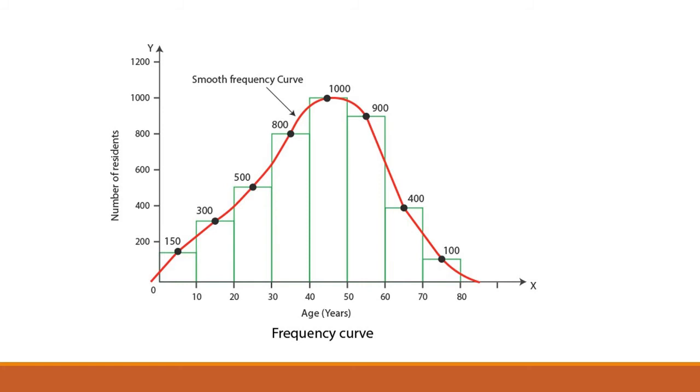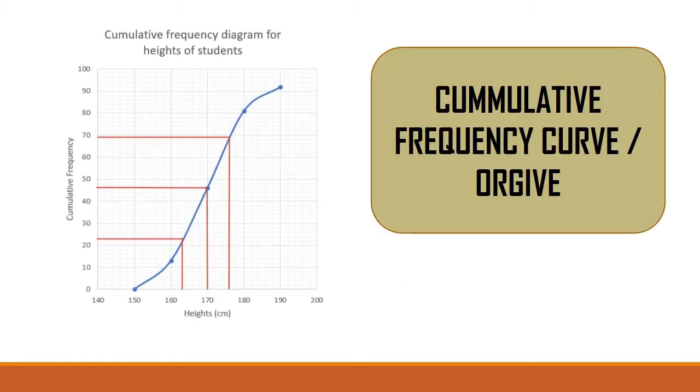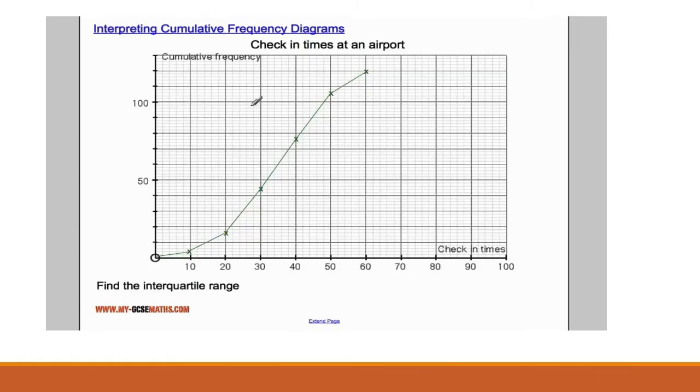A cumulative frequency curve, or ogive. This graphical representation is also known as a cumulative frequency polygon. The cumulative frequency polygon is drawn by joining with straight lines the cumulative frequencies plotted against the corresponding class boundaries.